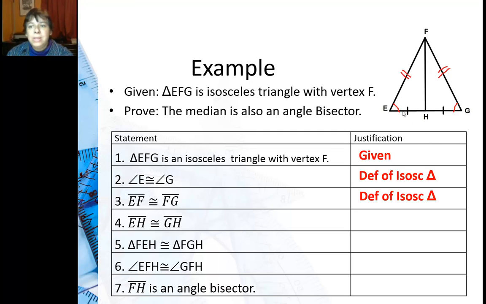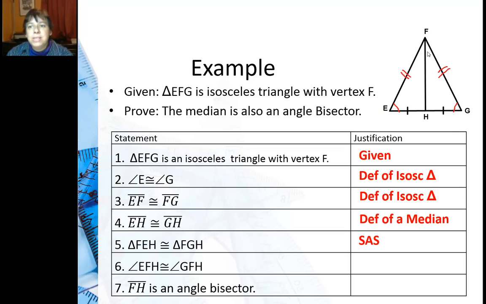Now I can also say that EH is congruent to GH. And the reason is that the median is going to cut it there. You could say since it was in the picture it was given, but since I mentioned that the median, FH, is a median, we can also assume that it's congruent. So definition of a median. Now you can see that I have side, angle, side. So FEH is congruent to FGH, and that's by side, angle, side.